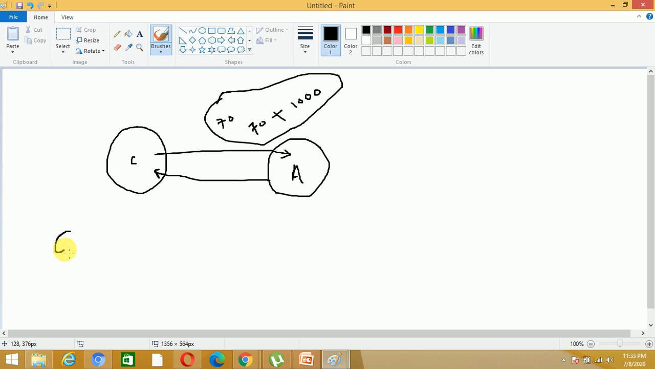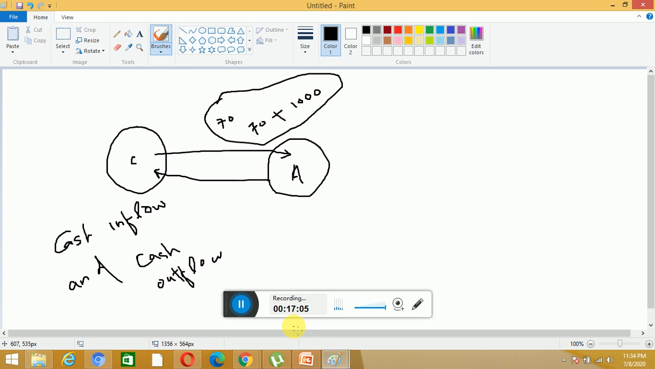So the bondholders, when they are purchasing bonds, they are focusing on the cash flow. And you know what cash flow is? Cash inflow and cash outflow of the firm. Cash inflow and cash outflow. So the bondholders, they are interested in this thing.